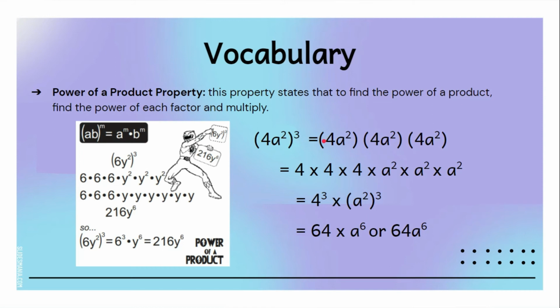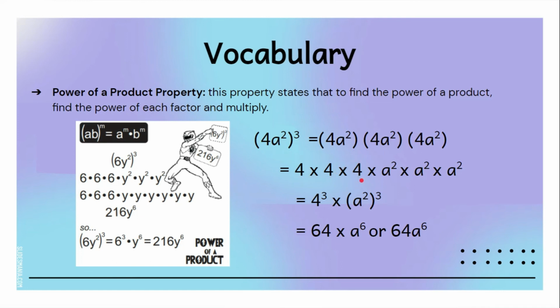So we write 4a squared times 4a squared times 4a squared. If we must apply the property, then we find the power of each factor and multiply. So the first factor is 4. It must be multiplied 3 times because it's raised to the cube. So that's 4 times 4 times 4.